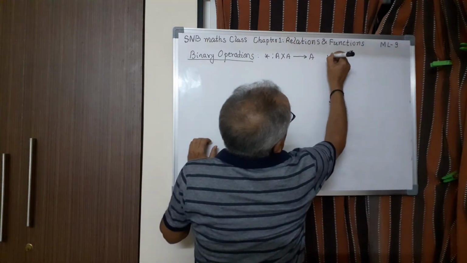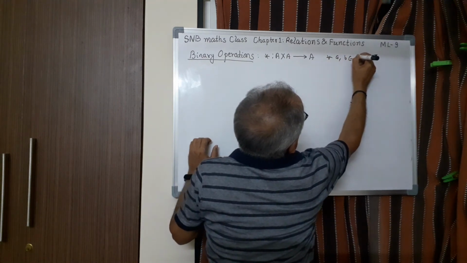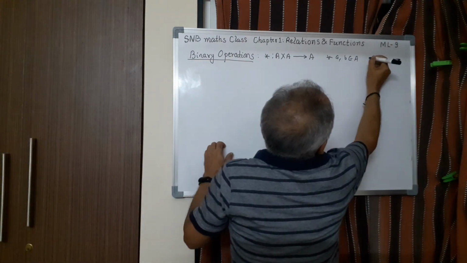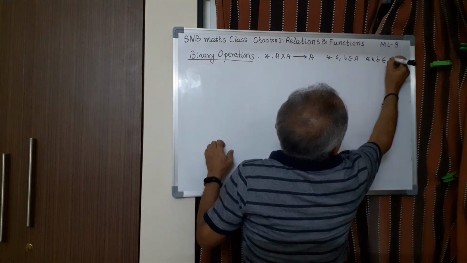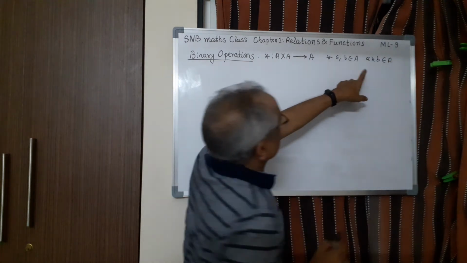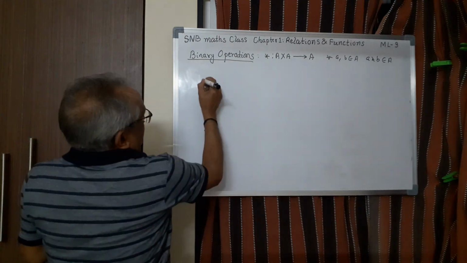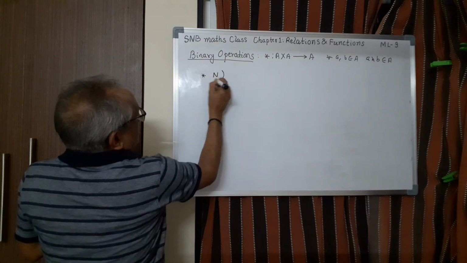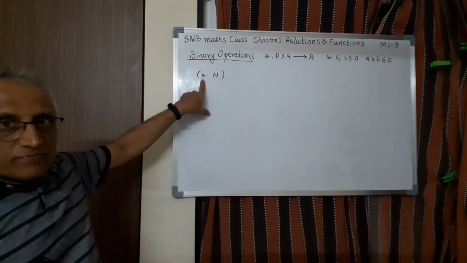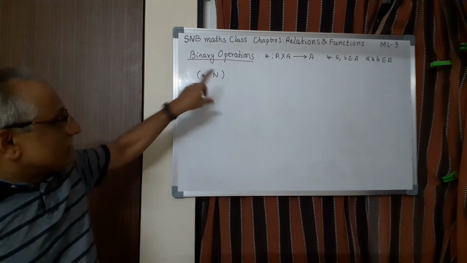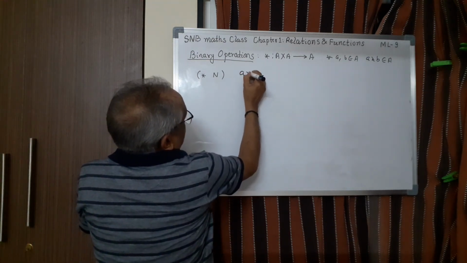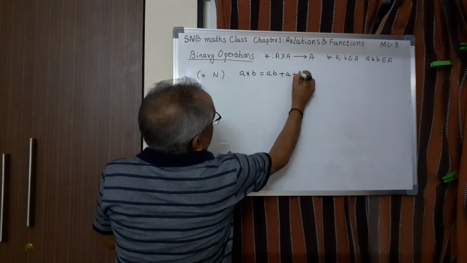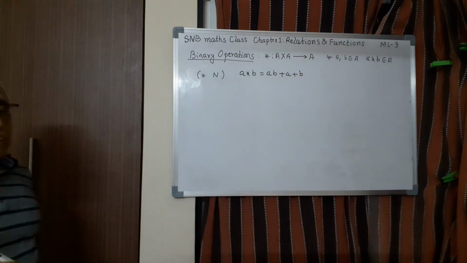So for every A, B belonging to A, this is the definition actually. A star B belongs to A. After the operation, this should belong to A. Let me make one example. Say star is a binary operation in N. Even we can write it like this: star is a binary operation in the set N, the set of naturals, defined by, let us say, A star B equal to AB plus A plus B. Suppose this is the binary operation.